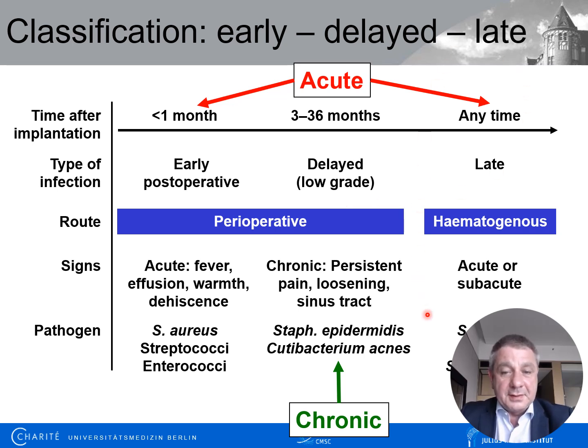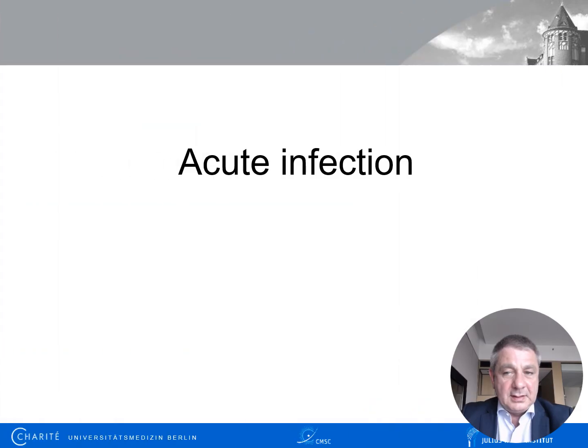We have also a third group, the hematogenous infections, which occur at any time because of the root of infection is not during surgery, but later due to bacteremia, the hematogenous infections. Let's see these three types of infection.